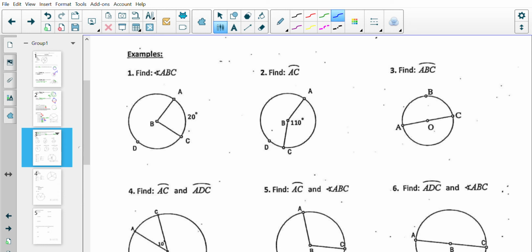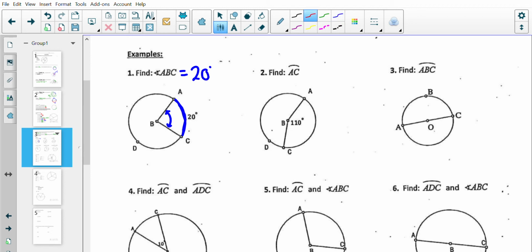So, for example, here we have find angle ABC. Well, what we just said by these definitions is that the central angle and the minor arc that it eats has to have the same degree. So if arc AC is 20, then angle ABC is also 20 degrees.